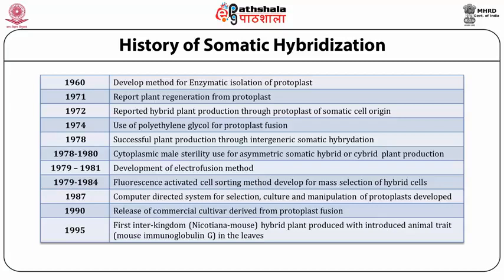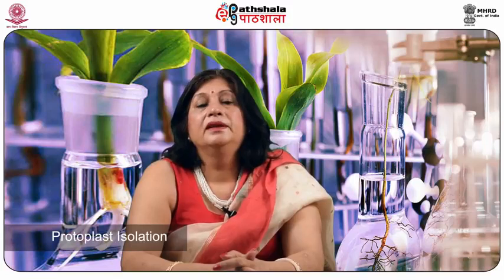And in 1995, there was very interesting research where Nicotiana protoplast was fused with a mouse protoplast, so a plant fusing with an animal cell. And it introduced animal traits in the plant, that is mouse immunoglobulin G in the leaves of Nicotiana. For protoplast isolation, the success came by the invention of enzymes, that is cellulase and macerozyme.